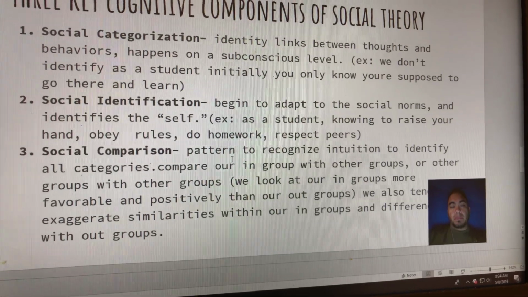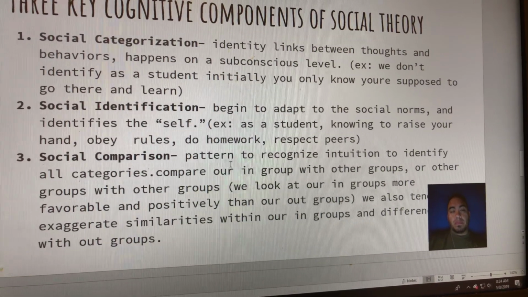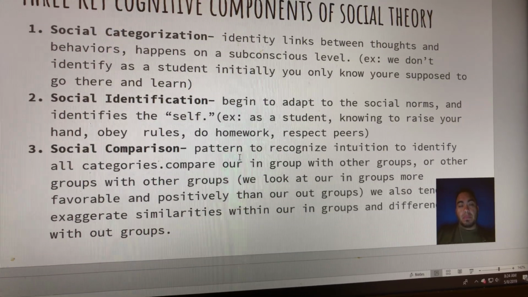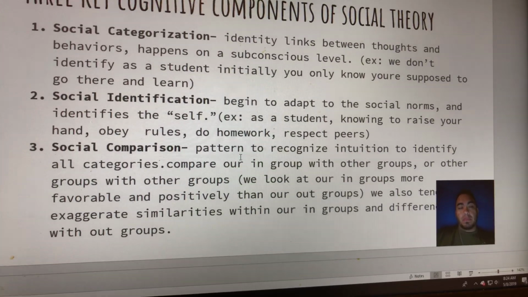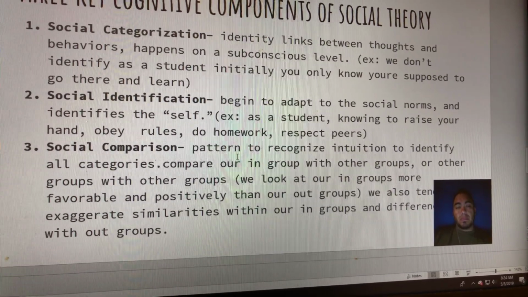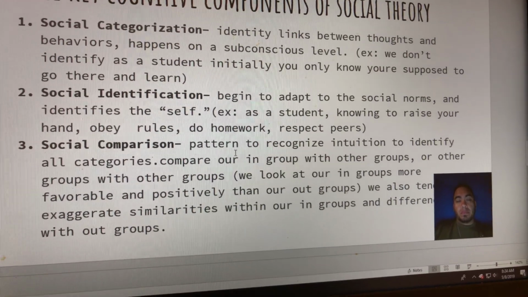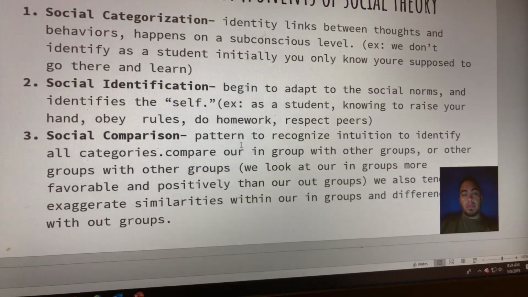Number three, social comparison. Pattern to recognize intuition, to identify all categories, compare our in group with other groups or other groups with out groups. We look at our in groups more favorably and positively than our out groups. We also tend to exaggerate similarities with our in groups and differentiate with our out groups.